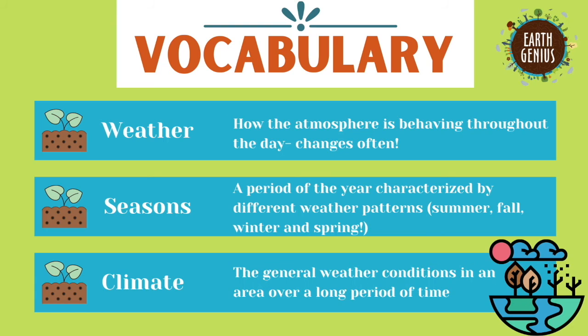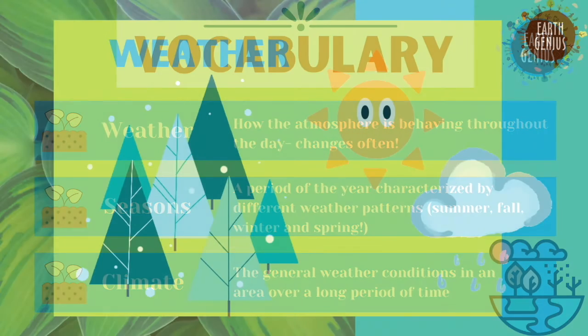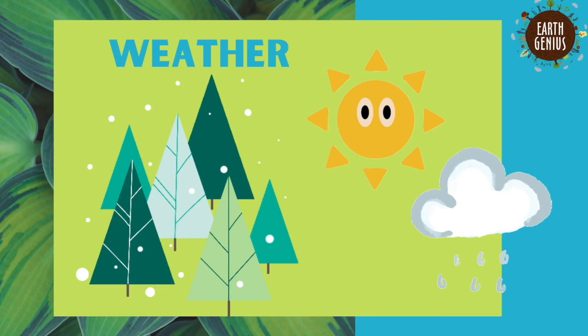Remember to have your garden journal ready so you can copy down the vocab words so you can remember them later. Our first word is weather. The weather is how the atmosphere or environment is behaving throughout the day. Weather changes often. It can be sunny in the morning and cloudy in the evening.